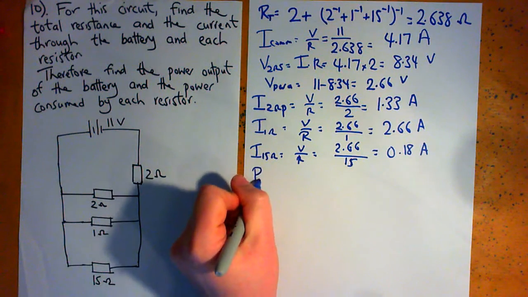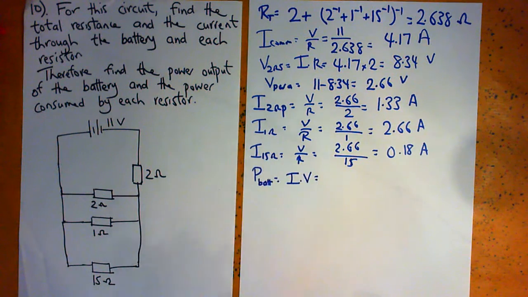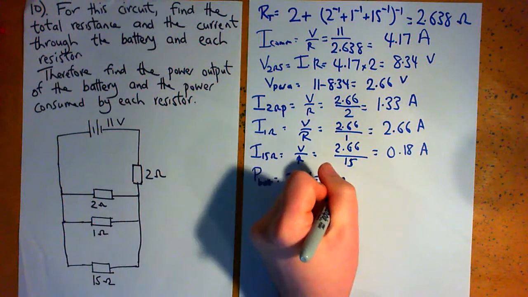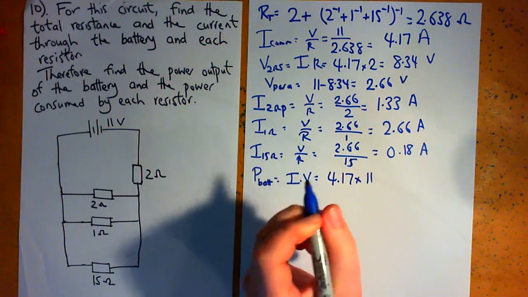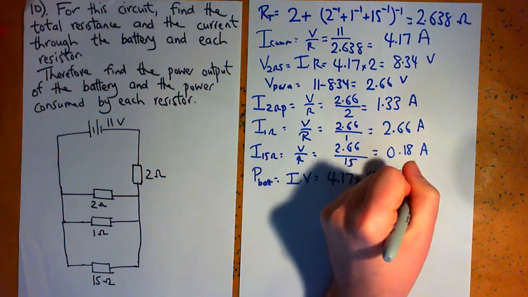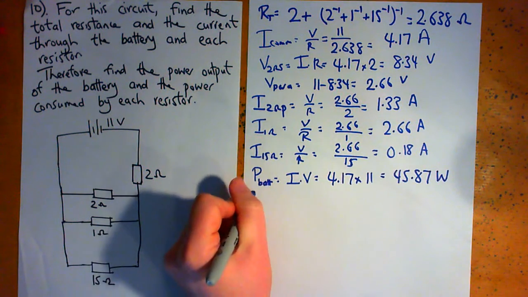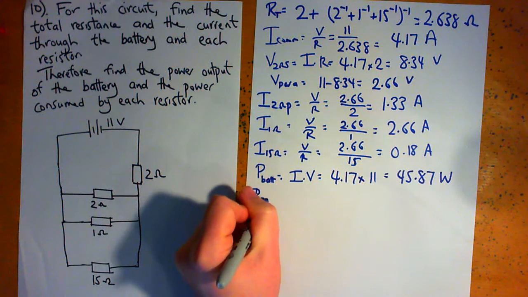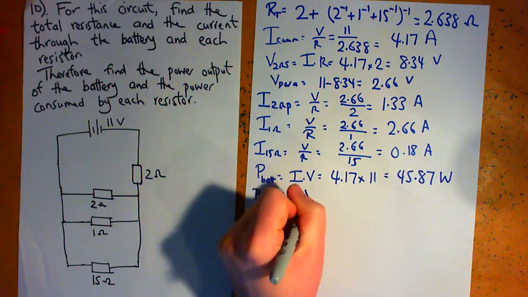So the power of the battery is I times V. We know that the current passing through the battery is 4.17 and the voltage of the battery is 11, which gives us a power of 45.87 watts. Now let's work out the power consumed by each resistor. So the power of the 2 ohm series resistor is I times V.